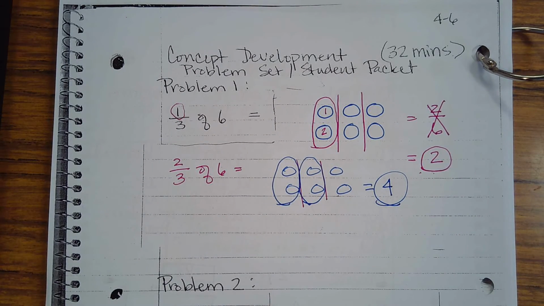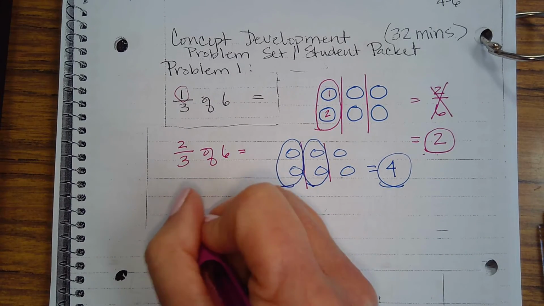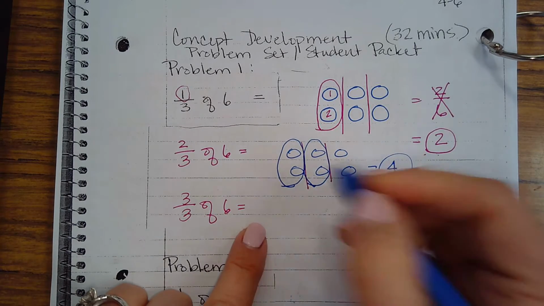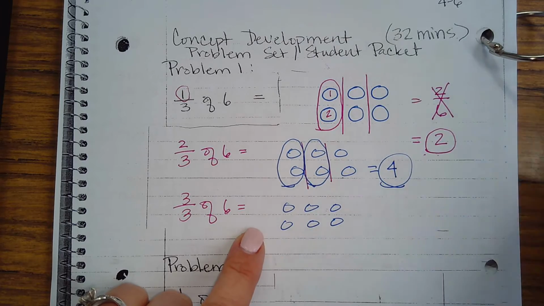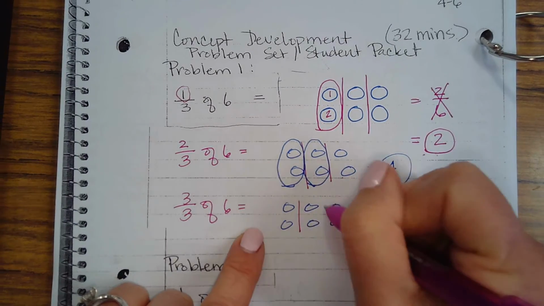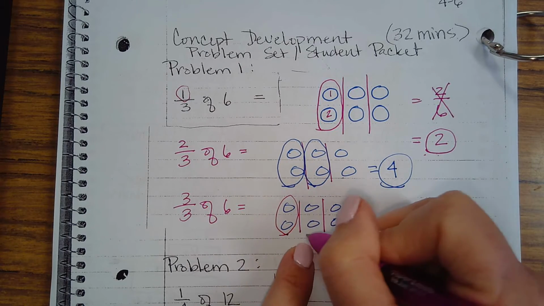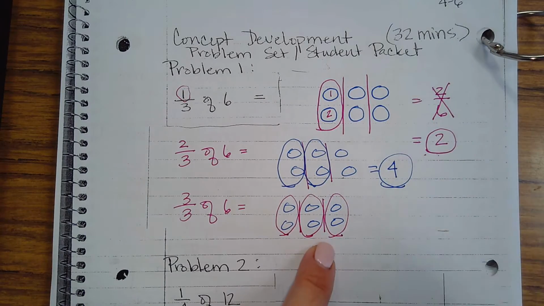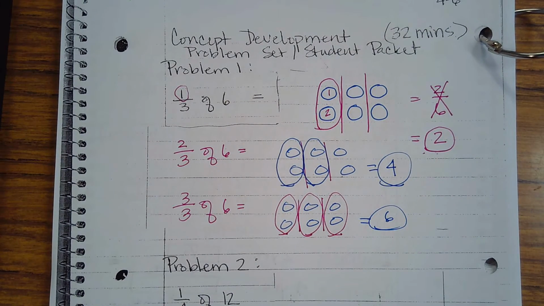All right, then 3/3 of 6. So if I had 3/3 of 6, that would equal, so here are my 6. I'm going to divide it into thirds. So if I had this group, 1/3, 2/3, 3/3. So 3/3 of 6 equals, that's right, 6.